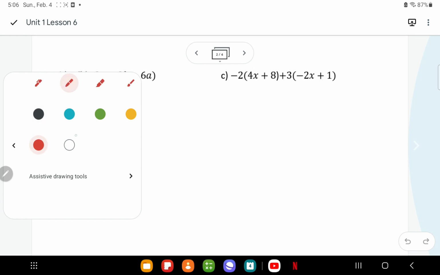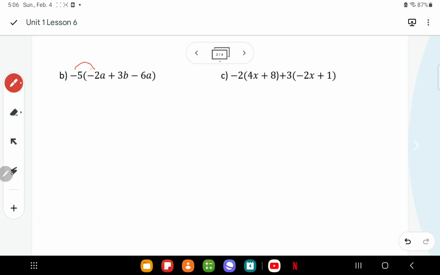Okay, so here we're going to take this negative 5 and distribute it in. It's going to multiply to 3 different things in the bracket, so we should get 3 different terms in our answer. Be careful with the multiplying by a negative. That's going to change all of the signs. So negative 5 times negative 2a is positive 10a. Negative 5 times positive 3b is negative 15b. And negative 5 times negative 6a is positive 30a.